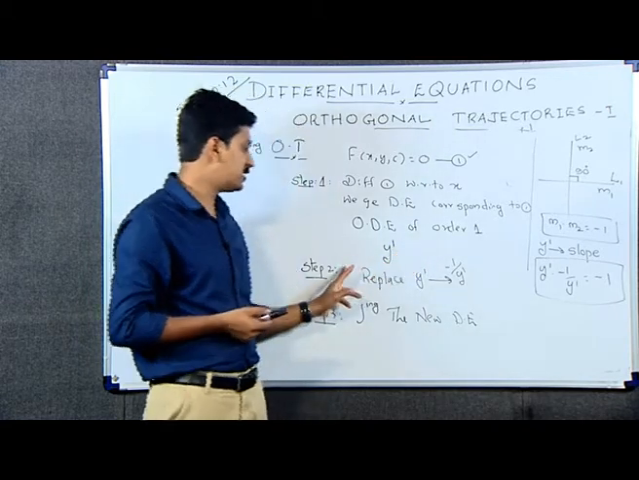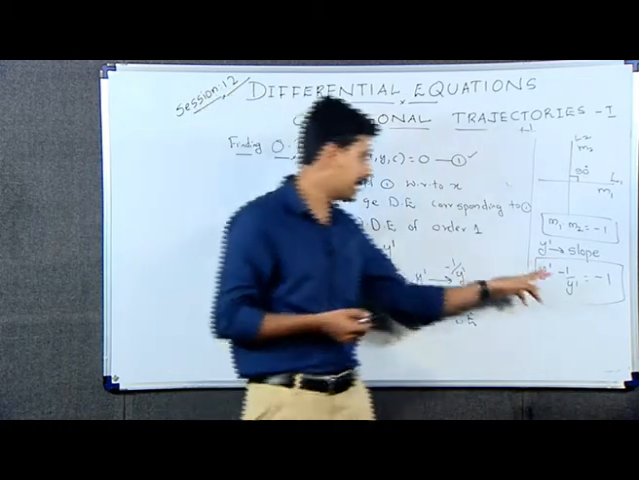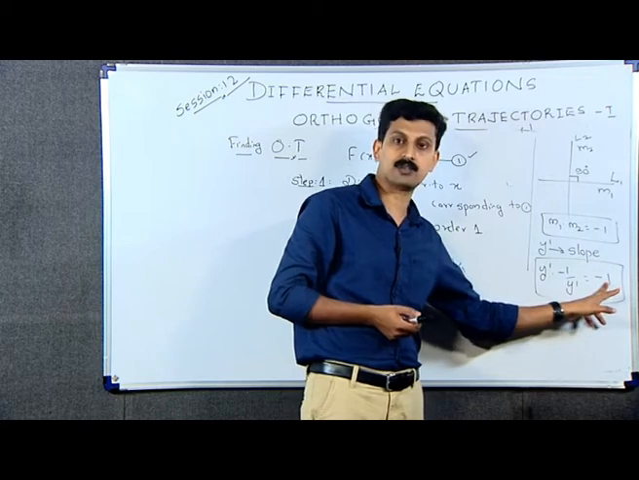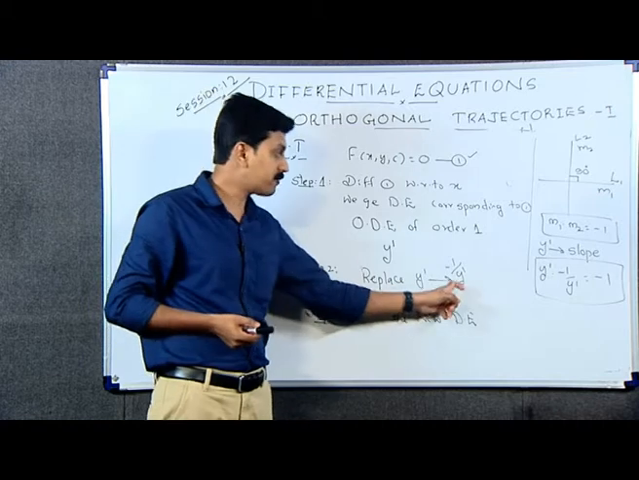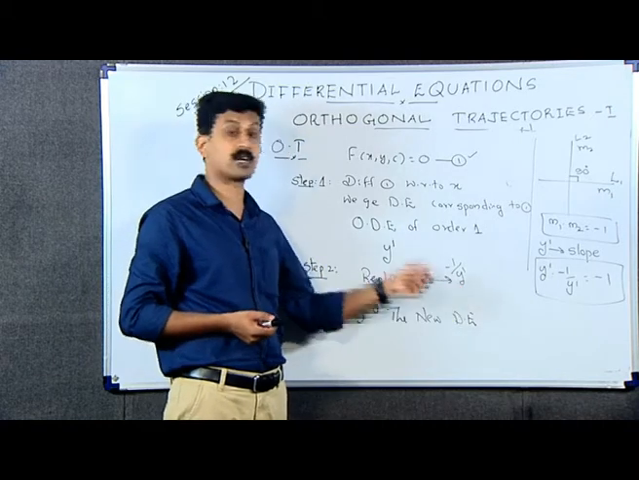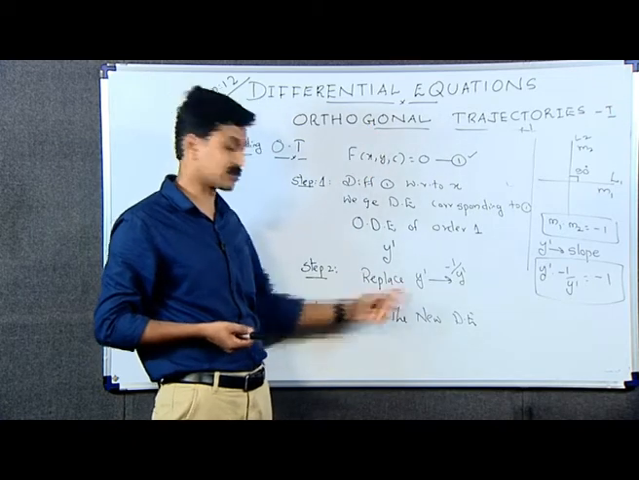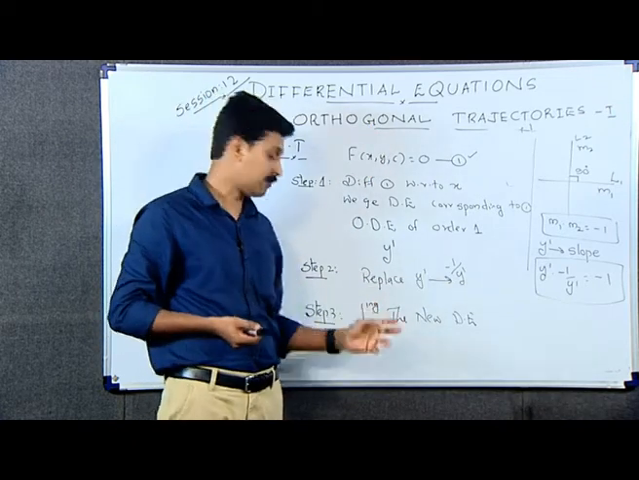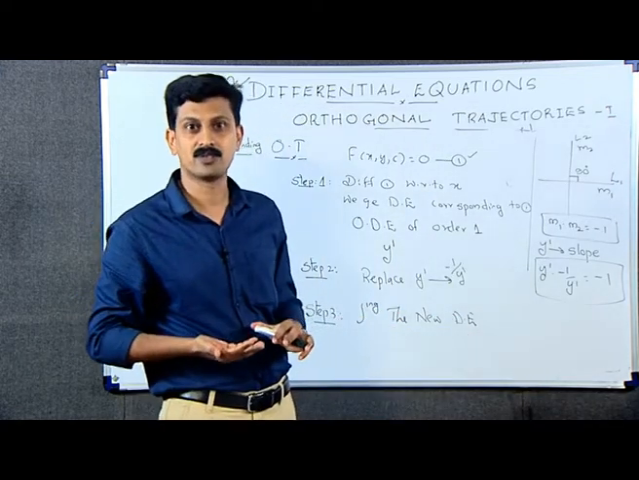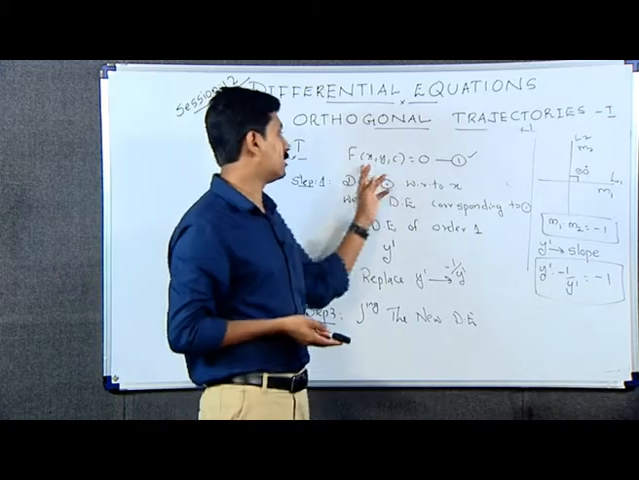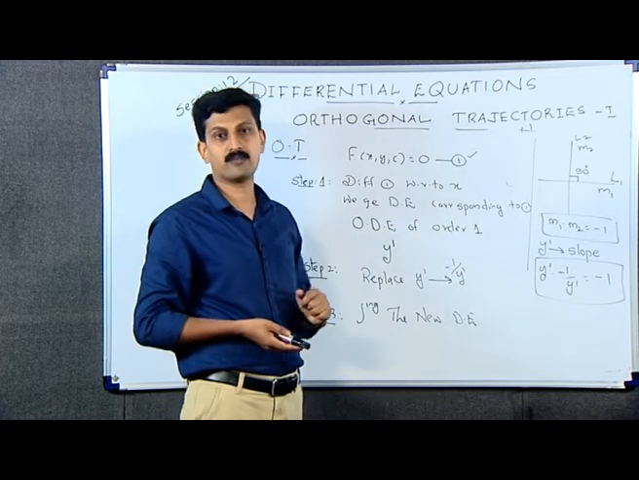After getting this differential equation, we just replace y dash with minus 1 by y dash, because y dash into minus 1 by y dash is equal to minus 1. Now we have a new differential equation, which corresponds to the orthogonal trajectory. While solving that new differential equation, meaning we are integrating, we will have a new family of curves which are orthogonal to the family of curves 1. That is what is called the orthogonal trajectory of the given family of curves.